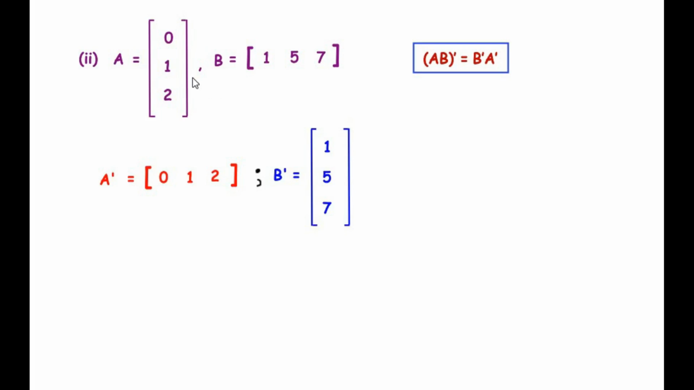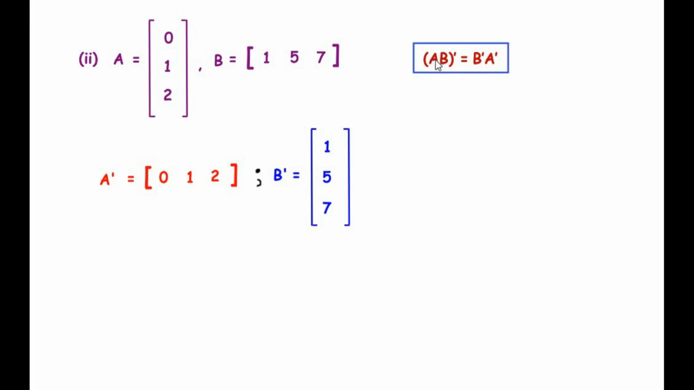Now for the second sub-question, A and B matrices are given, and we have to prove the same thing, that is AB transpose is equal to B transpose times A transpose. Now I have written the A transpose and B transpose matrices over here. So you can pause the video and give it a try and try to verify that the left hand side is equal to the right hand side.